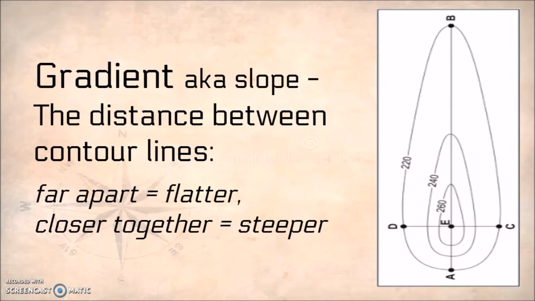As opposed to the space between the contour lines on line AE, which is going to be very close together, meaning that the change in elevation is going to happen much quicker, making it steeper.